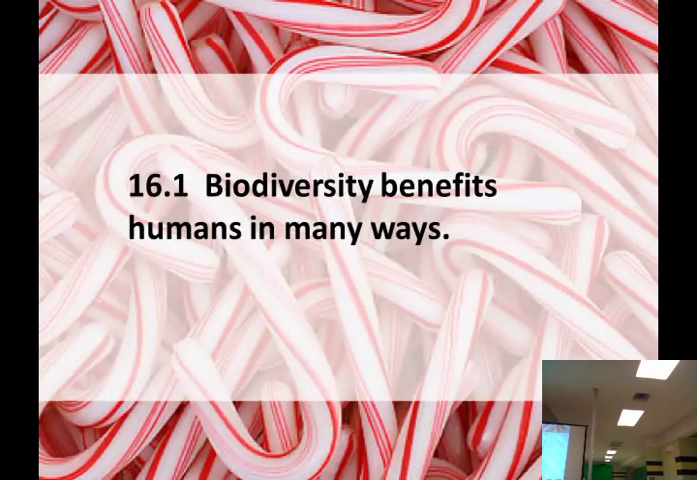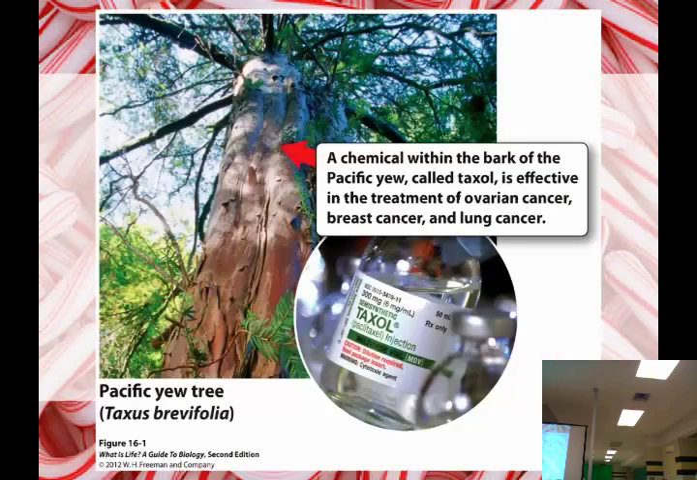So biodiversity is going to benefit humans in many ways. Having lots of different species that make lots of different compounds is going to benefit humans for lots of different reasons. For example, here we have what's called the Pacific yew tree. It's a very, very tall tree that produces a chemical within its bark called Taxol. And this is something that humans have found effective in the treatment of cancer.